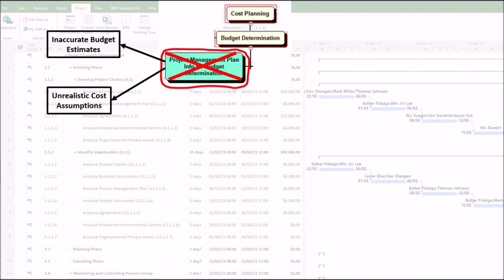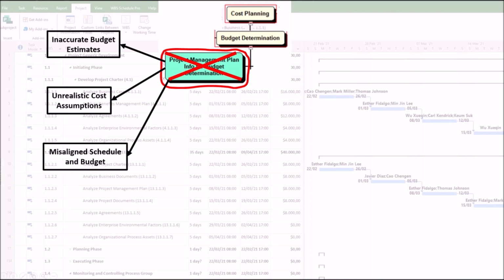2. Unrealistic cost assumptions from a weak cost management plan. A poorly defined cost management plan may lack clear estimation methods, control thresholds, or contingency guidelines. As a result, the budget estimates may be too optimistic, ignoring risks or inflation, resulting in cost overruns.